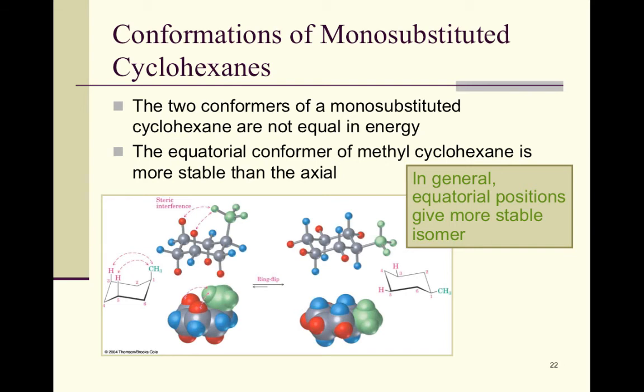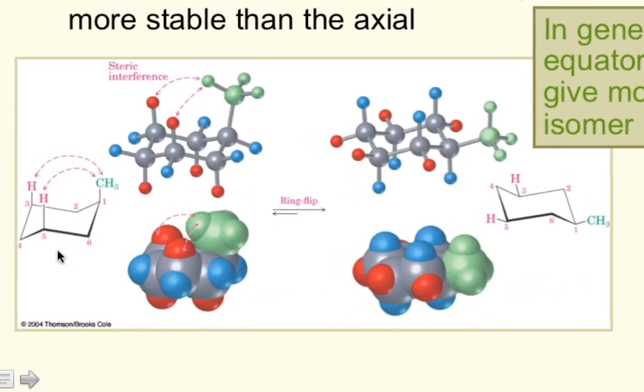Conformations of monosubstituted cyclohexanes. The 2 conformers of a monosubstituted cyclohexane are not equal in energy, just like we talked about in the previous slide. In this slide, we're going to be looking at methyl cyclohexane. Here we have the chair conformation of cyclohexane with a methyl on it, and this methyl is in the axial position. Be sure to make this model again so this makes more sense to you. Well, what we have going on is an interaction of a CH3 with the other axial hydrogen, and then also the CH3 with another axial hydrogen.